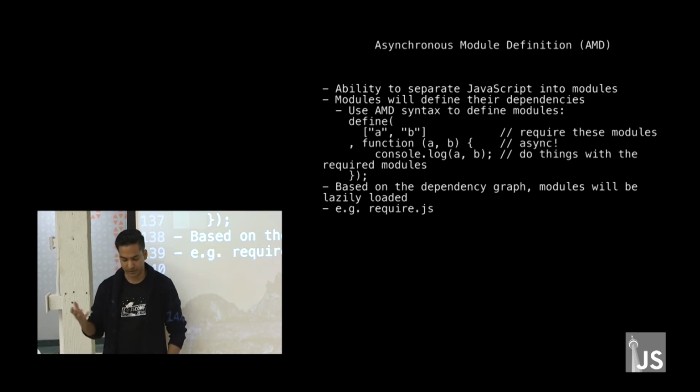So basically, the dependency graph, for example RequireJS. Here, this is the basic syntax. Define requires module A and module B, and in your callback, you'll pass in module A and module B, and you can do whatever you want with that.